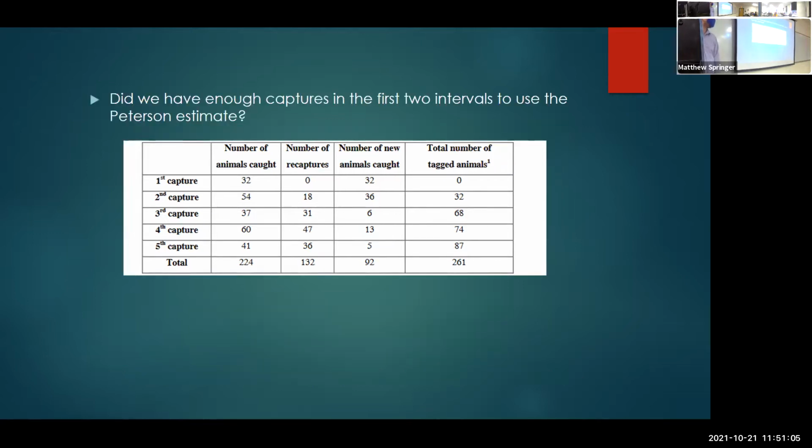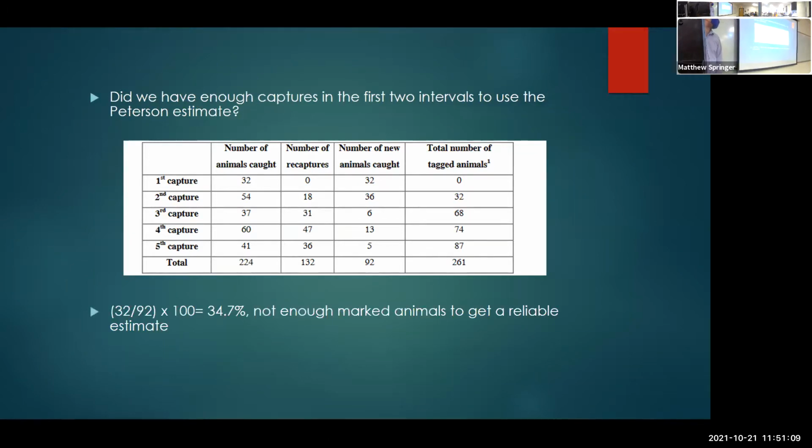So did we have enough, right? We kind of said no. 34.7%.